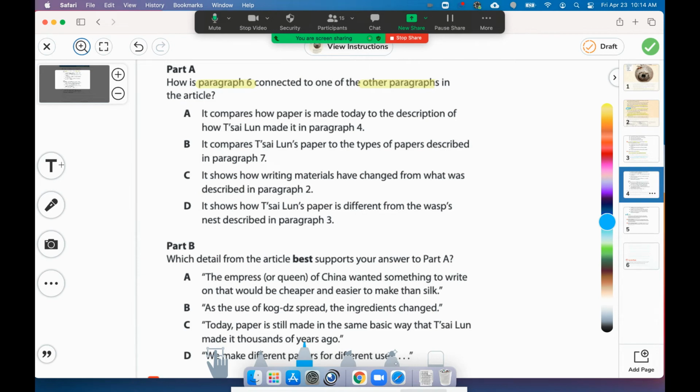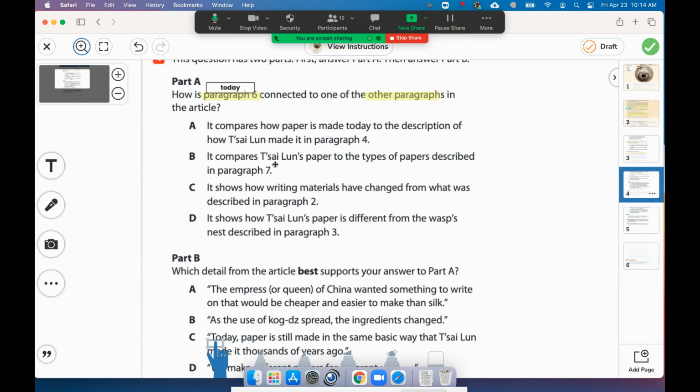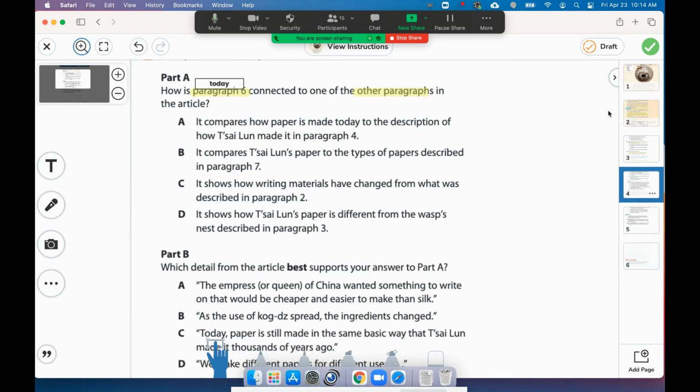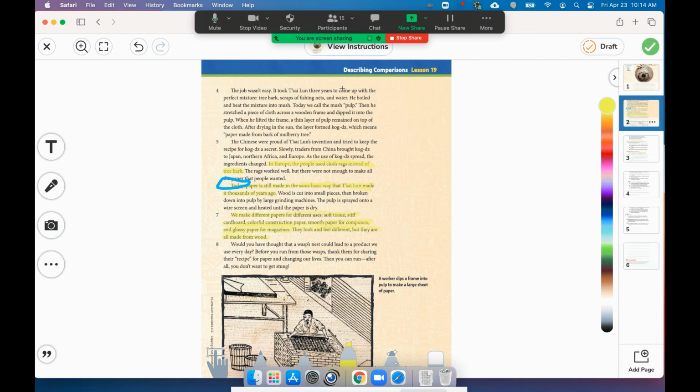Remember, paragraph 6 talks about today's paper. I'm going to put this word today above paragraph 6 to remind me. It's talking about how paper is made today. So when it asks about paragraph 4, that was telling me how it took Ceylon 3 years to come up with the idea, the materials he used, and then the process he did, which is where he stretched the cloth and then he dried it.